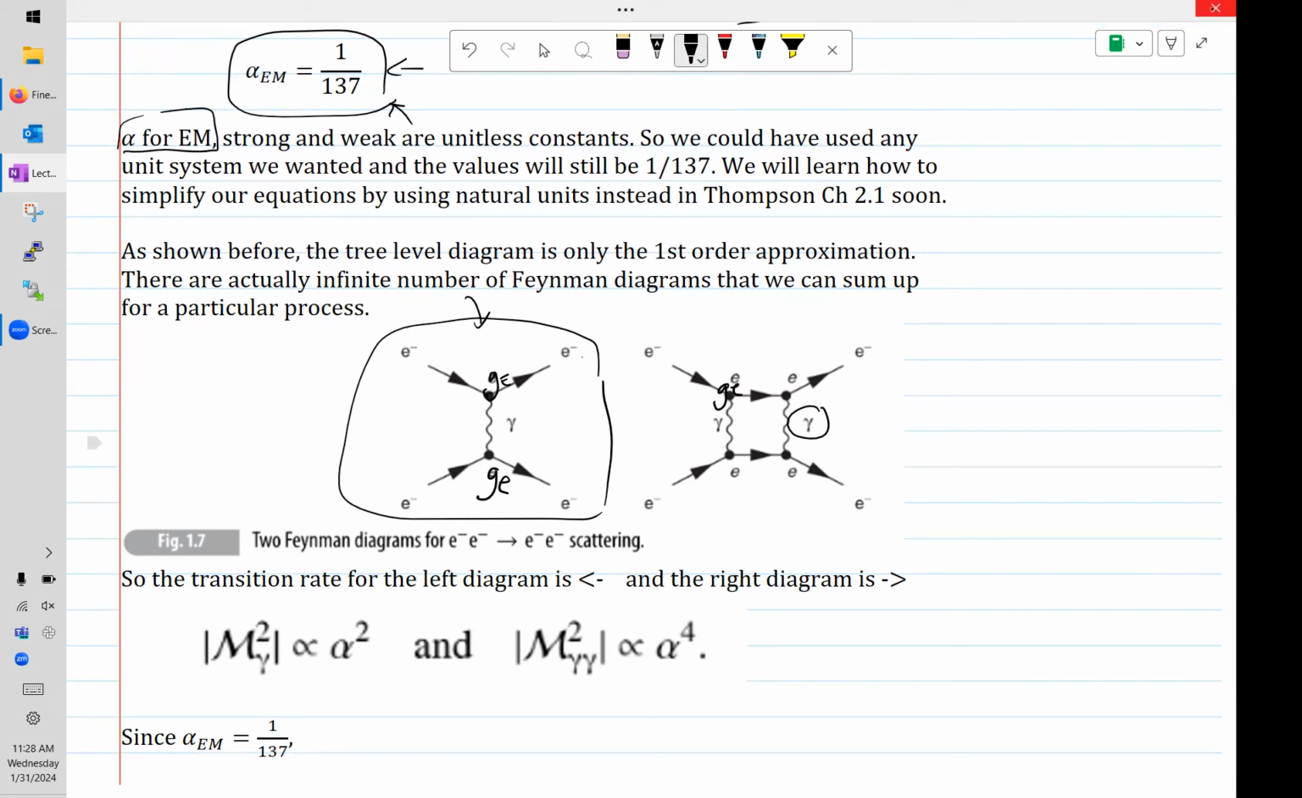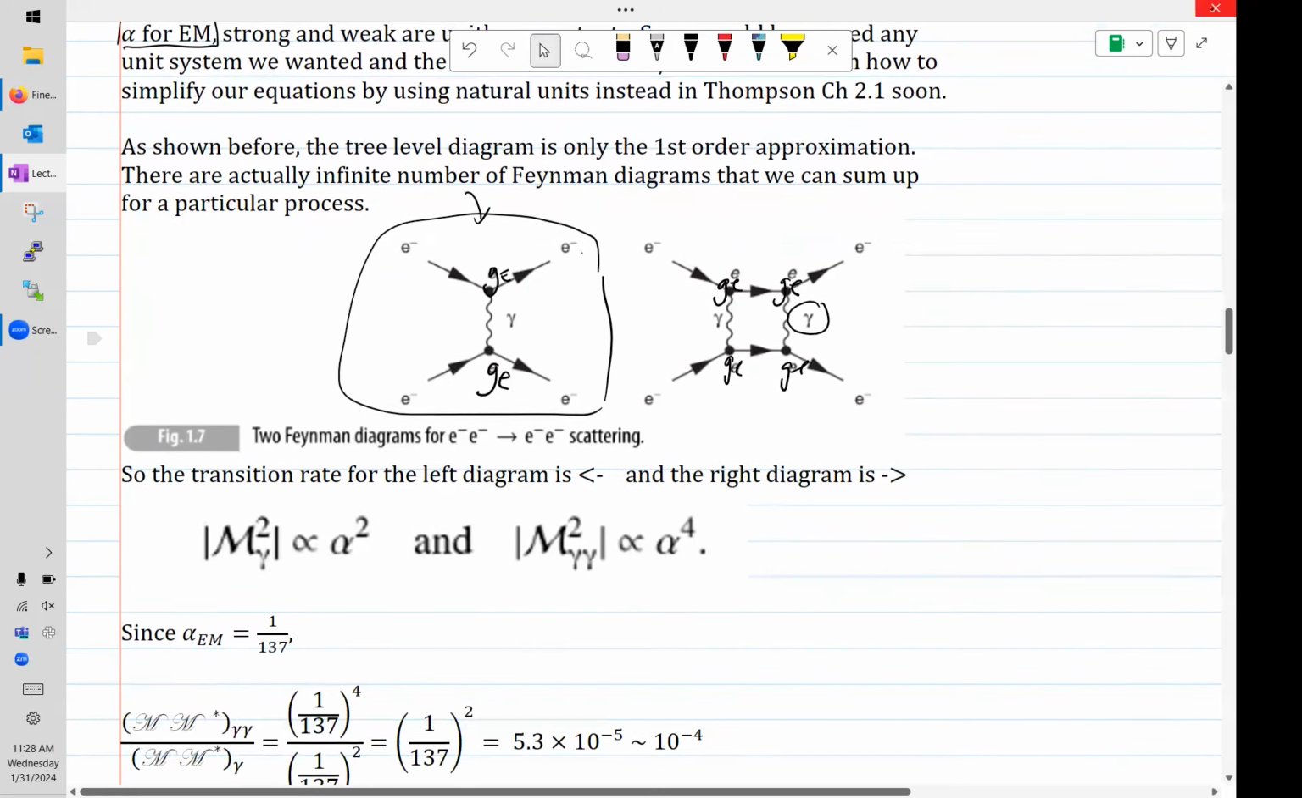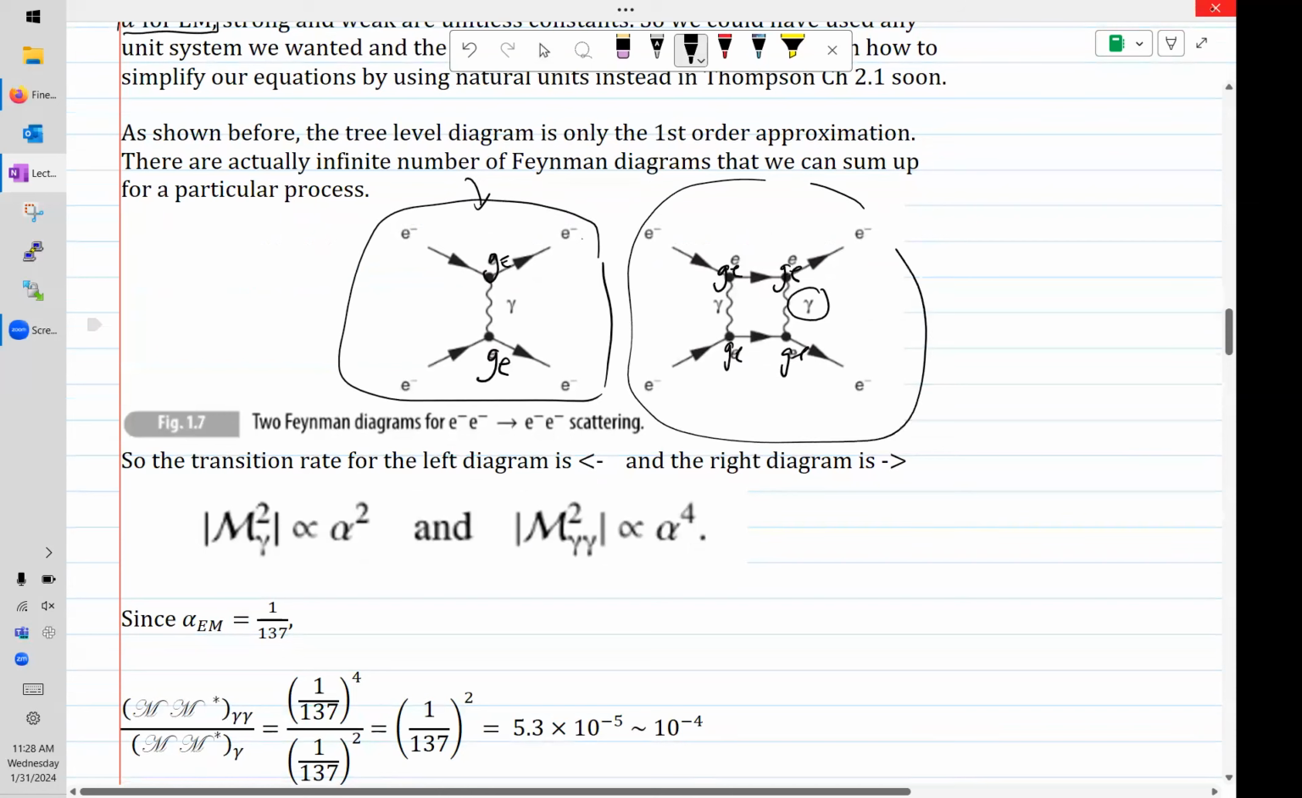Got 1 here, 1 here, 4, right? So that means the matrix element for this particular diagram is going to be proportional to G e to the 4th power, which is equal to alpha squared, right? And once again, you have to square these matrix elements.